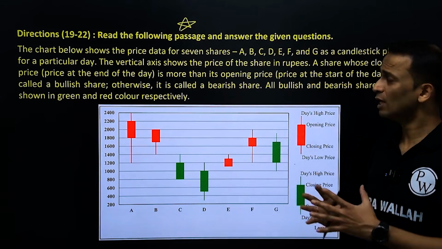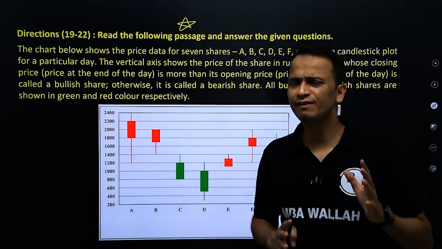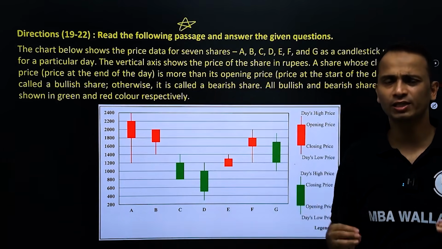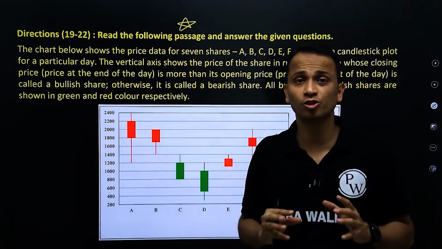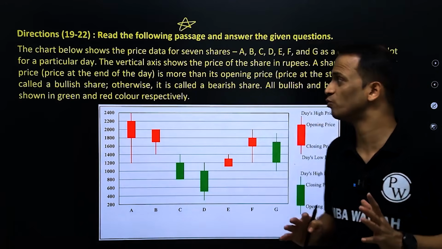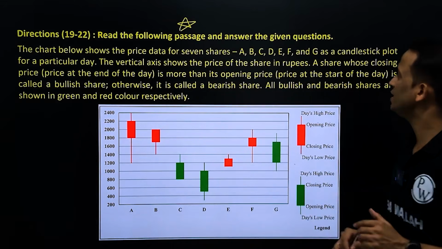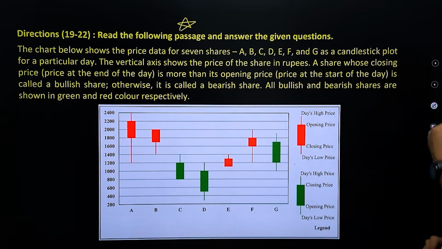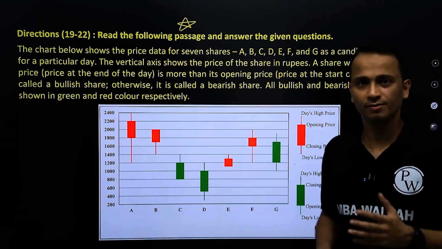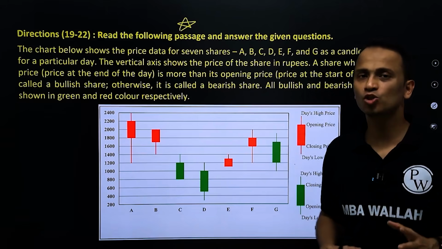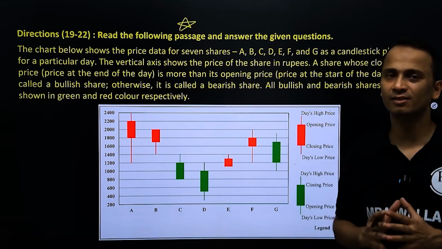Now looking at this one, this is a very famous set of candlesticks. I'm sure that each and every one of you must have solved this question in your lectures as well. The chart below shows the price data for 7 shares A, B, C, D, E, F and G as a candlestick plot for a particular day. By now, you all must know how to read a candlestick chart.